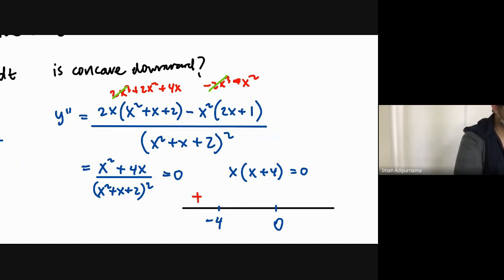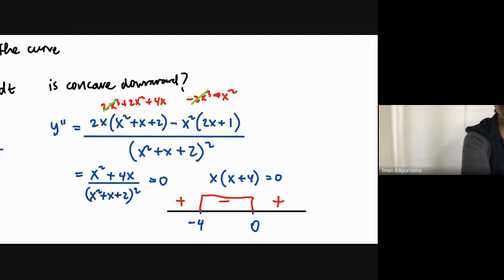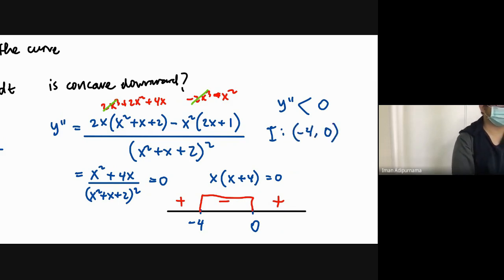This is positive, right? And in between, it will be negative, and this will be positive. So we need to take this negative, right? Because concave downward means that we need to check that it is less than 0, right? To have the concave downward. So the interval is from, this will be the answer.